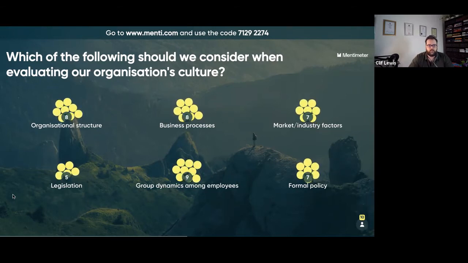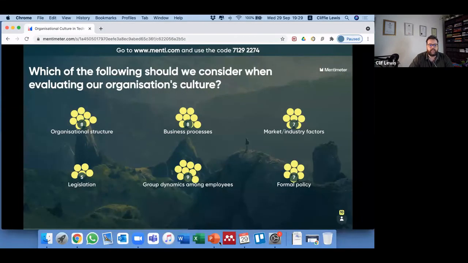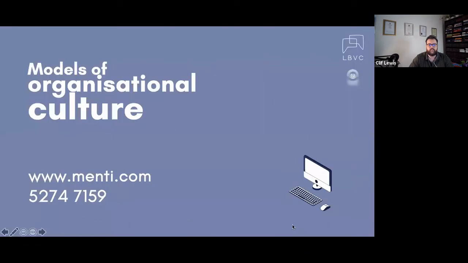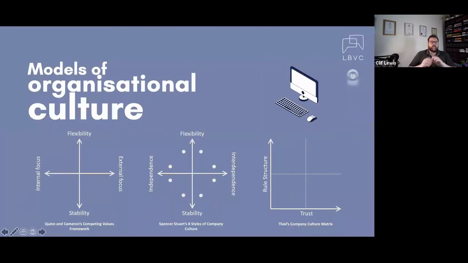Okay, so we've got more. So what's in the front? Looks like group dynamics. Group dynamics, structure, and process seem to be leading. Okay, so let's look at what that actually means. So there are different perspectives. You can look at it as a pizza or an iceberg.